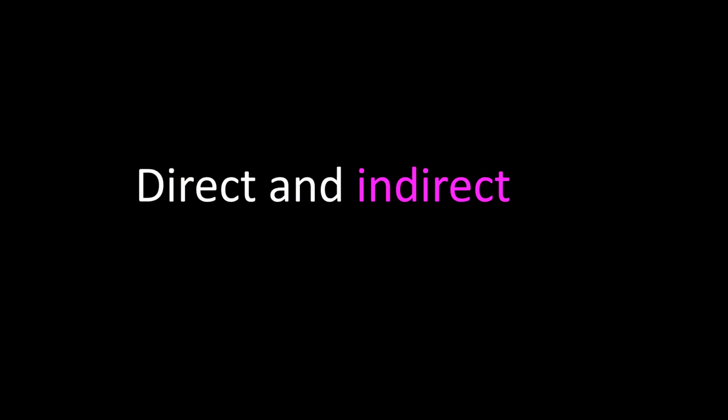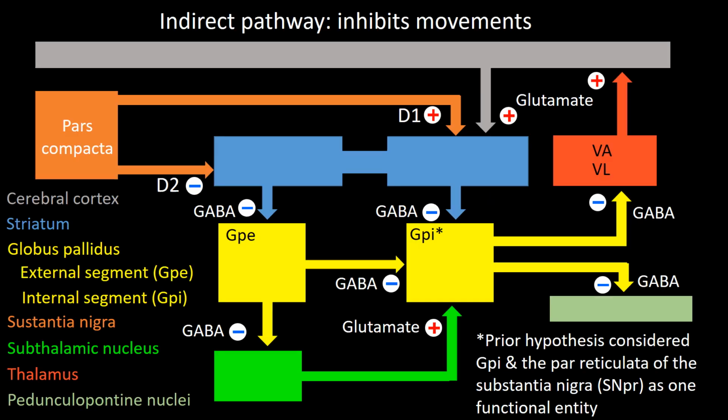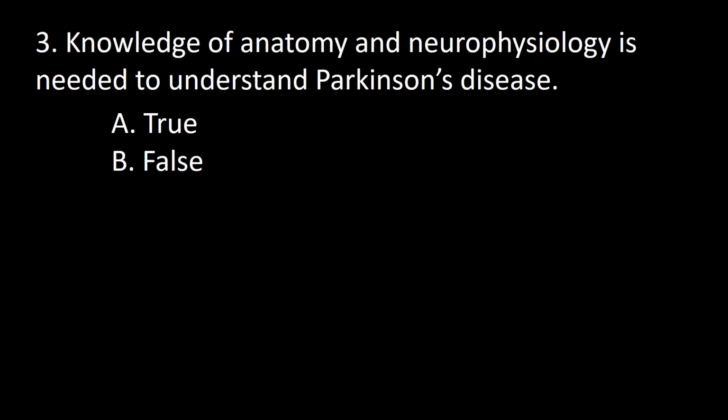Now we will describe the indirect pathway. The indirect pathway inhibits movements. It goes from the pars compacta through the external segment of the globus pallidus to the subthalamic nucleus. From the subthalamic nucleus to the internal segment of the globus pallidus, and from the internal segment of the globus pallidus goes via thalamus to the cortex. So the answer to this question is A.